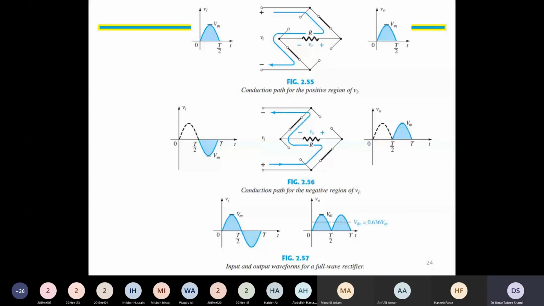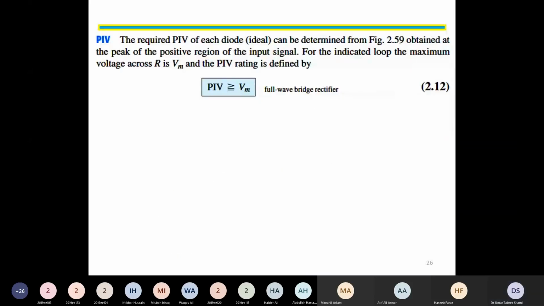Then we learned the procedure: what happens in the positive half and what will happen in the negative half, or which diode will conduct during the positive half and which diode will conduct during the negative half. And then we learned that the DC output voltage is equal to 0.636 times V maximum, or the V peak voltage. Then the peak inverse voltage for the full bridge network should be equal to or greater than the peak voltage applied at the input side.